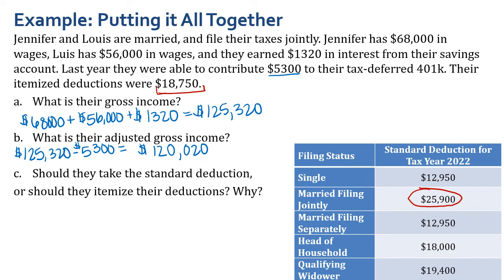So which deduction should they take? The itemized of $18,750 or the standard of $25,900? Well, they should take the standard deduction because that's more. You want to deduct as much as you can off. So they should take the standard deduction of $25,900 because it's more money that they're going to be subtracting off of their taxes.